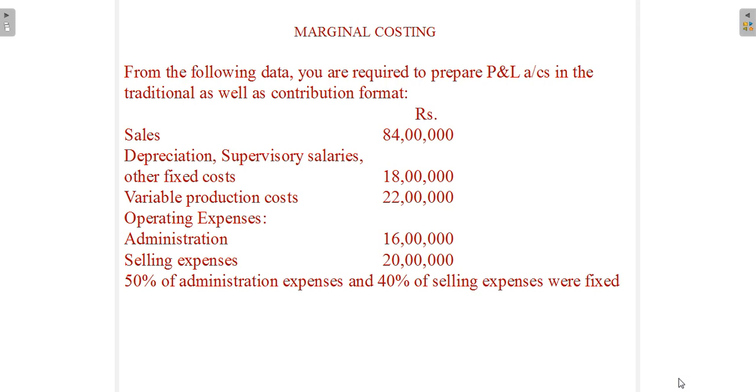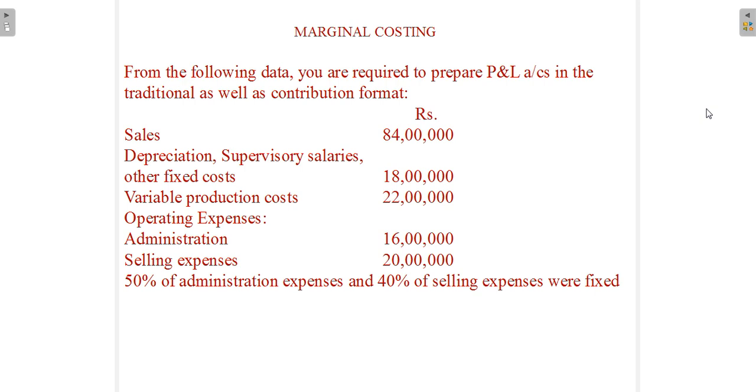So marginal costing basically involves one, ascertainment of marginal cost, and two, deriving of cost volume profit relationship by differentiating between fixed costs and variable costs. So let's see a problem under marginal costing. We will be trying to determine the profit using two formats. One using the traditional format and the other using the contribution format.